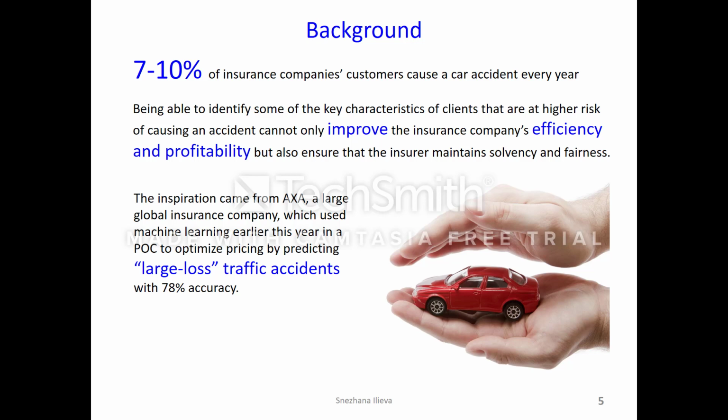In fact, the inspiration for this project came from AXA, which is another large global motor insurance company, which used machine learning earlier this year in a POC example to optimize pricing by predicting large loss traffic accidents. They started by using random forest, which in their model had a training accuracy of about 58%. They then used TensorFlow and their accuracy increased to 78%.